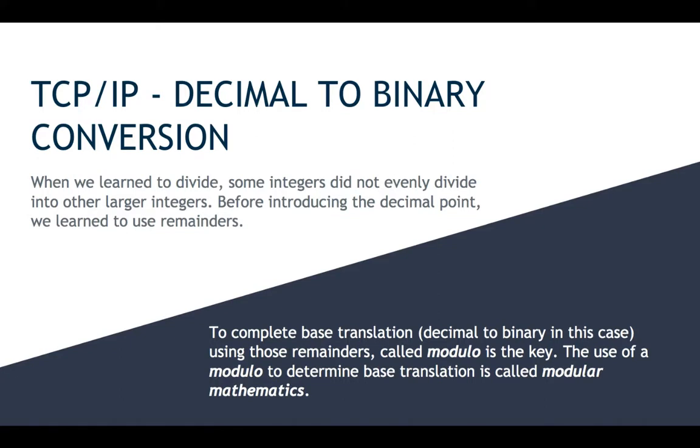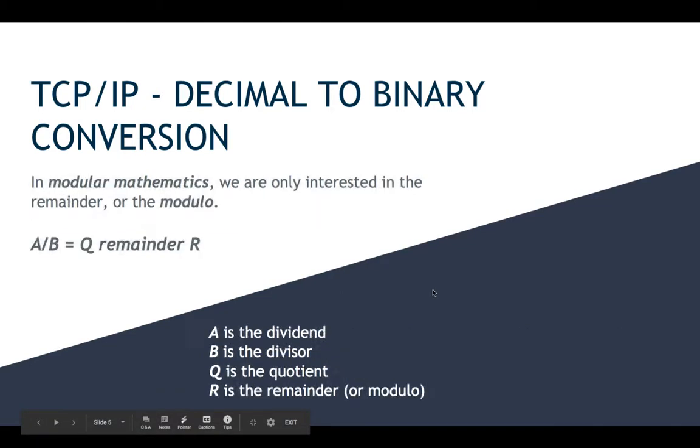When we learn to divide, some integers do not evenly divide into other larger integers. So before introducing the decimal point, we learned to use remainders. So to complete the base translation, decimal to binary in this case, using those remainders, called the modulo, is the key. The use of the modulo to determine base translation is called modular mathematics. So in modular mathematics, we are only interested in the remainder or the modulo.